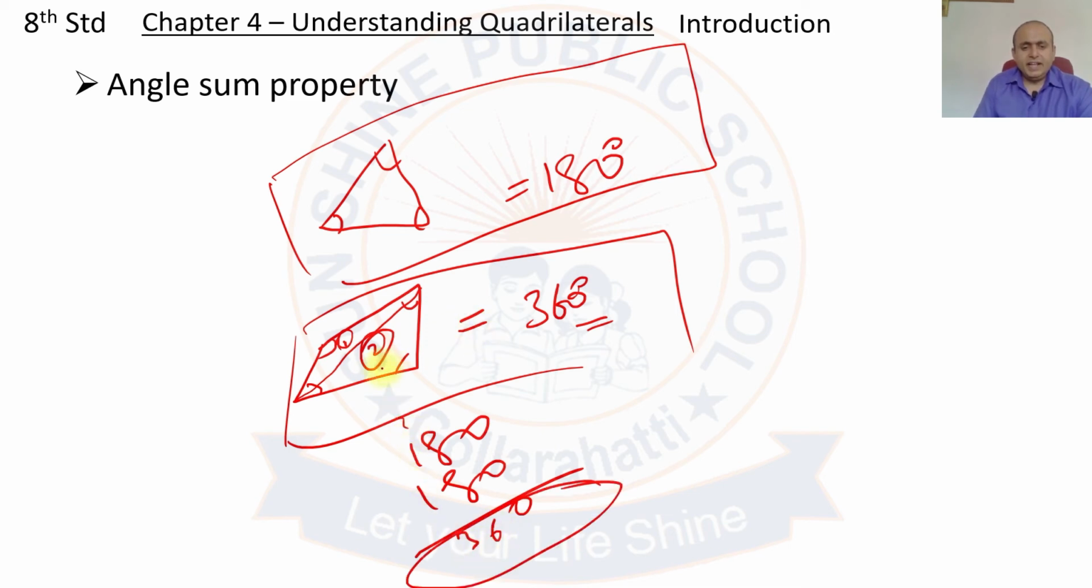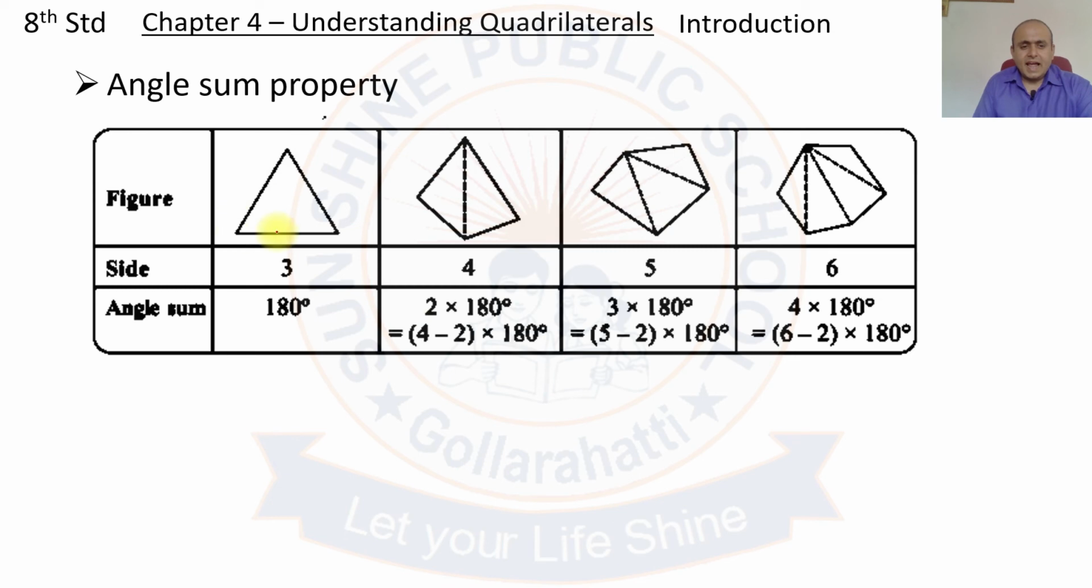The sum of interior angles of a quadrilateral will be equal to 360 degrees, and this is called the angle sum property. Here we have seen only three-sided and four-sided figures. Let us see some more sides. A triangle has three sides, and the sum of the angles of all three should be equal to 180 degrees. Here I can see a four-sided figure and a diagonal between them.